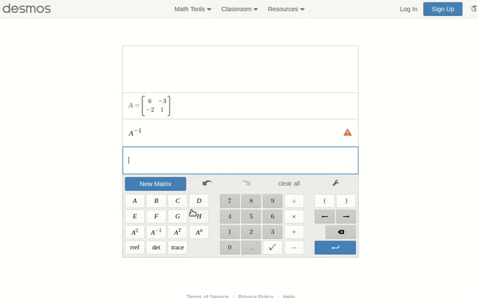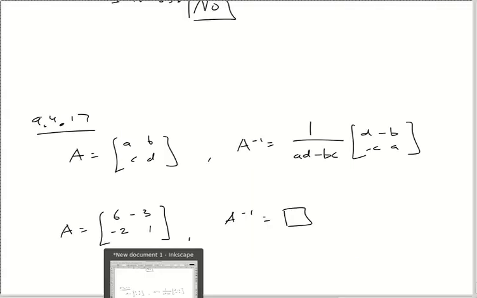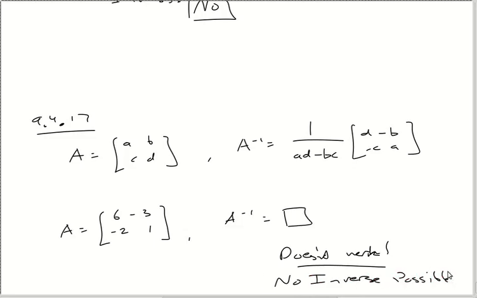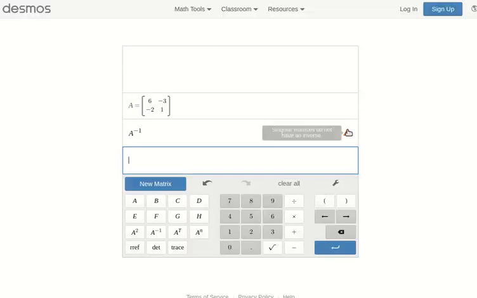Oh, man. And so, what do you even put here for this answer? You put, it doesn't work. No inverse possible. And that happens sometimes. I'm just telling you, sometimes this happens. Look, right here. You didn't do anything wrong. It just doesn't work.